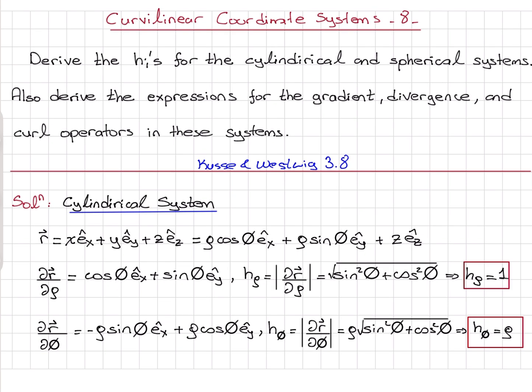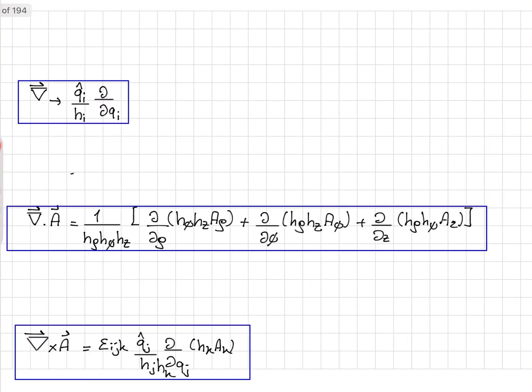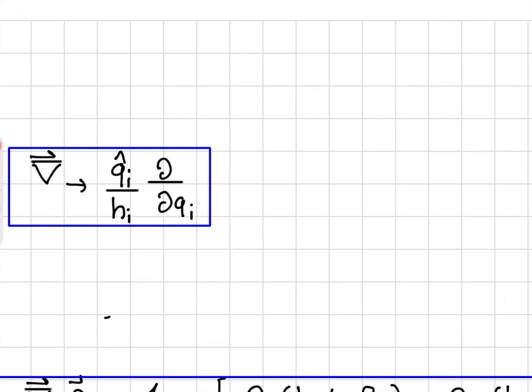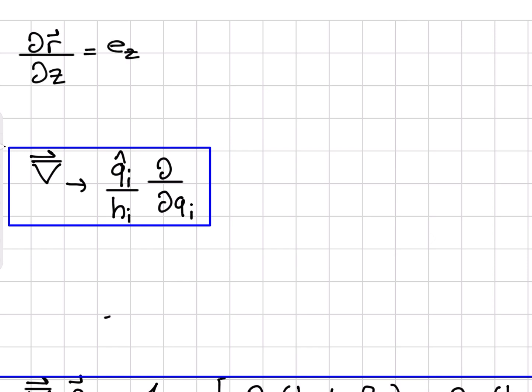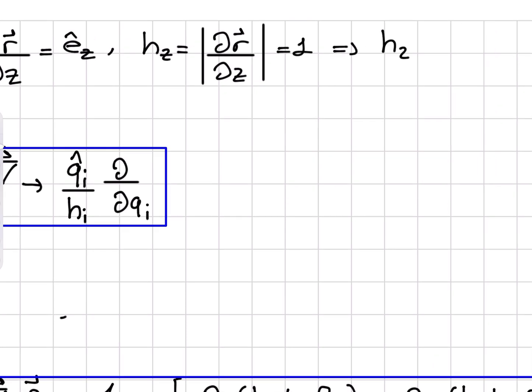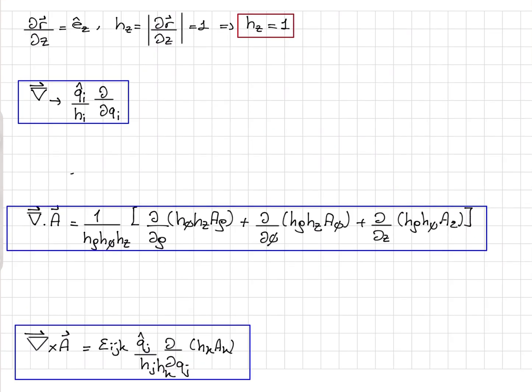And finally, we can work on the scale factor for z, but that must be equal to 1 because z is the same in Cartesian and cylindrical coordinates. Anyway, if I do it formally, del r del z is equal to ez hat, which tells me that the magnitude of del r del z must be equal to 1. So that completes the scale factors for the cylindrical coordinate system. h z is equal to 1.